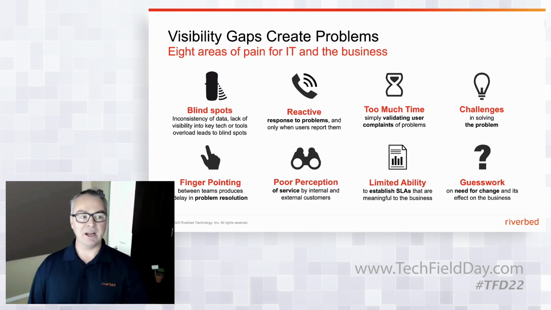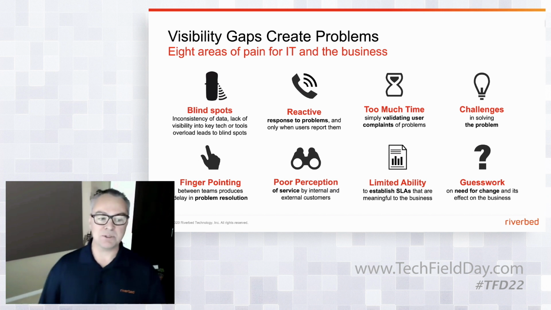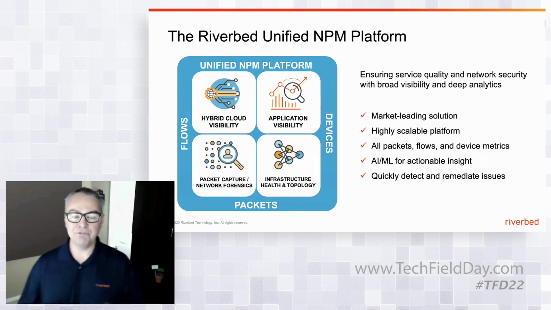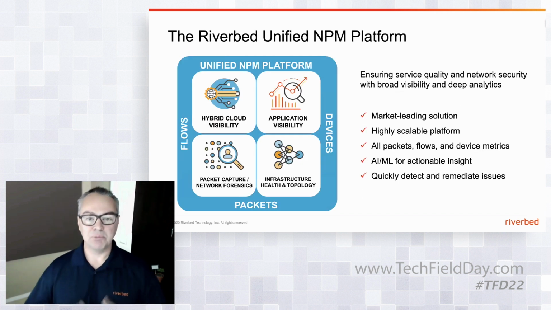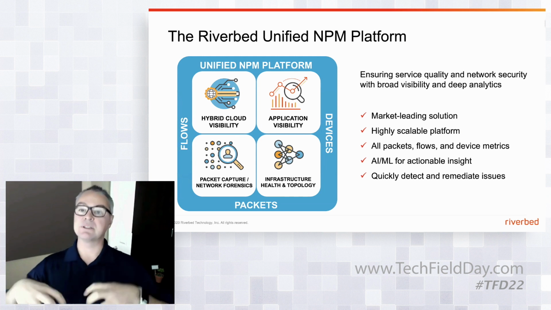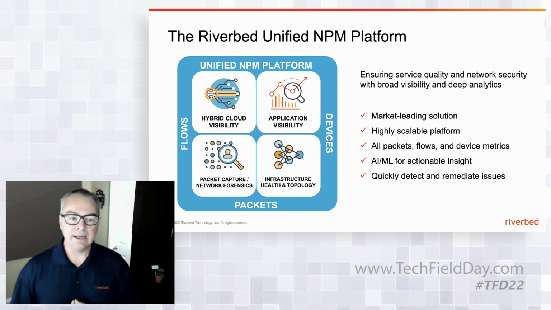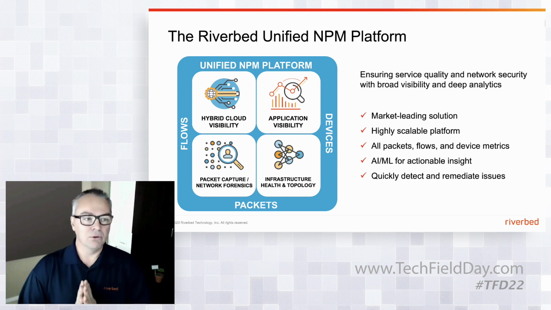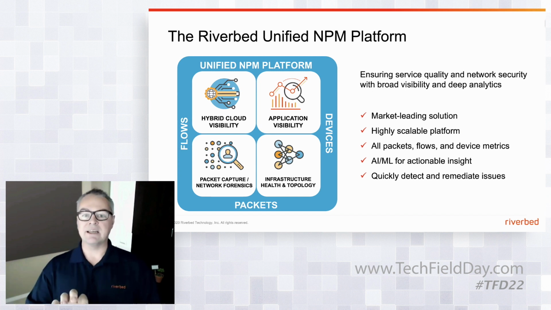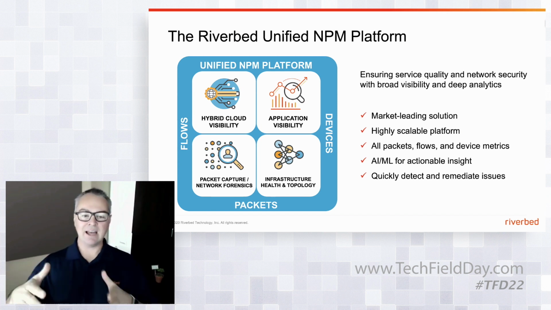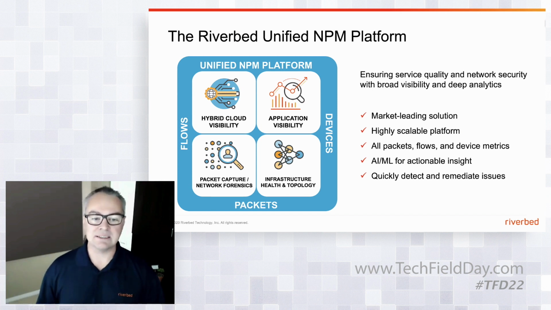These are just the blind spots. These are the gaps where these problems exist or that cause these problems. And so that's where our unified NPM platform fills in those gaps, right? That's effectively what we're talking about. And so we do that in a number of ways, right? Because we said that the network is complex. So we have to attack those gaps in different places.